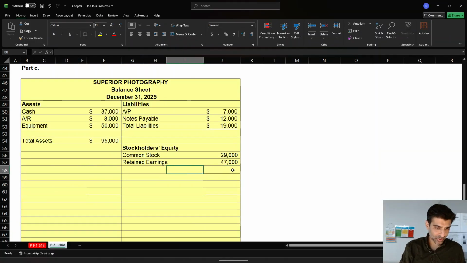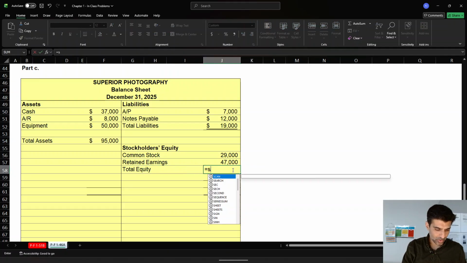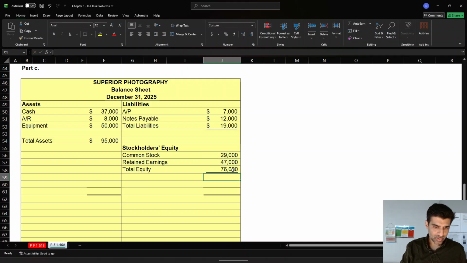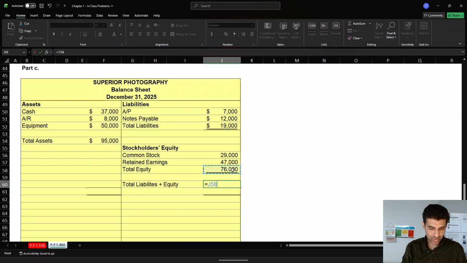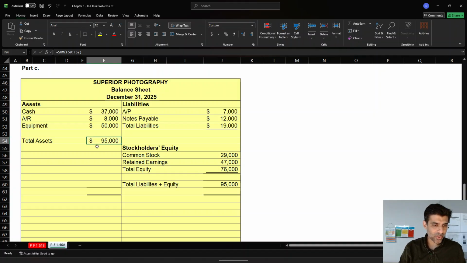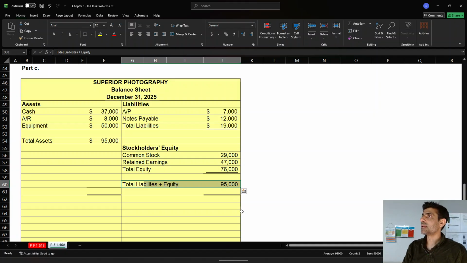Okay, so now we add this up. So total equity equals the sum of these. Okay, so now I can do total liabilities plus equity is equal to this plus this. And lo and behold, total assets equals total liabilities plus equity. Our accounting equation we've just proven is balanced as of the end of the year.